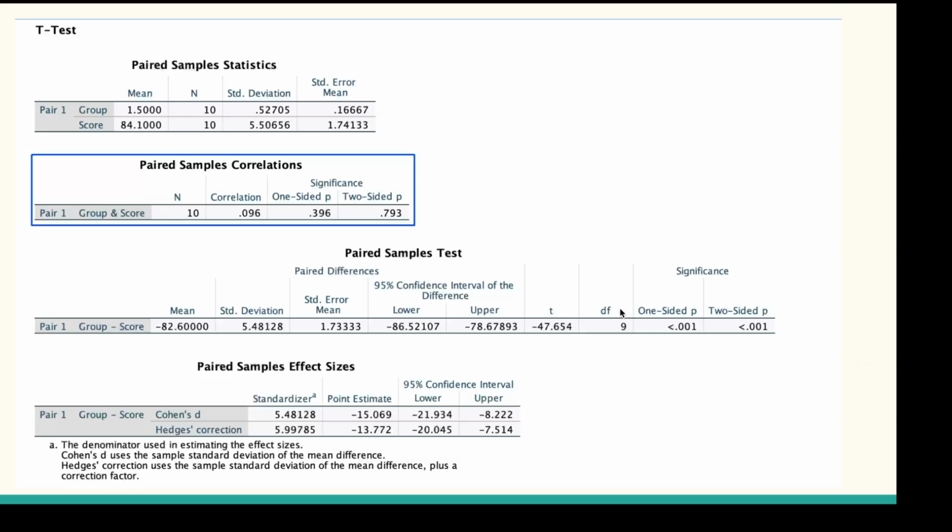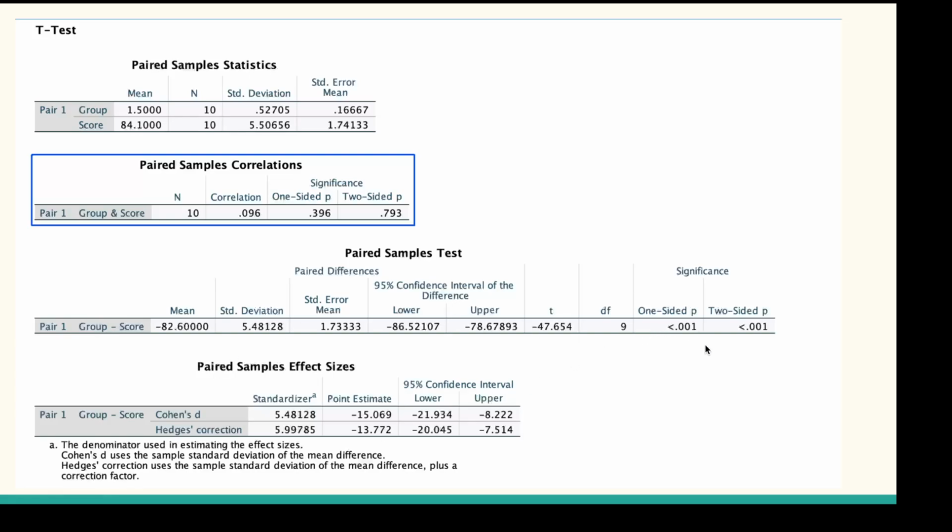Next would be the DF. We've already talked about this, but it is the degrees of freedom. It represents the number of independent pieces of information available to estimate a statistic. For a paired samples t-test, df is equal to the number of pairs minus 1. So for this case, the df is 9, indicating there are 10 pairs of data points.